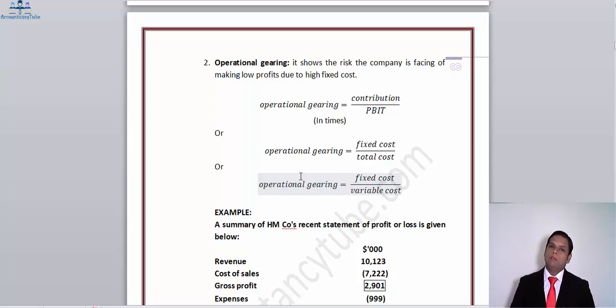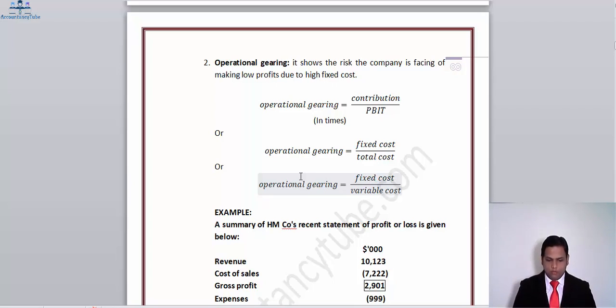Now, operational gearing can be computed in a number of ways. This depends upon the data the examiner will be giving you in the exam and will be guiding you with. For the sake of learning, we will be computing all of these with the Henrico extract. So let's see the formulas we will be applying. Operational gearing: contribution over profit before interest and tax. Contribution, if you're not familiar with it, is a management accounting term, which is sales less variable cost. After that, we have operational gearing: fixed cost over total cost. Then we have operational gearing: fixed cost over variable cost.